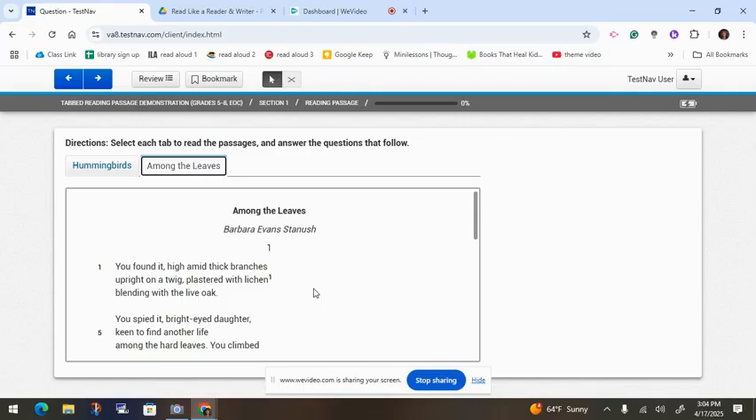All right, stanza 1. You found it high amid thick branches, upright on a twig, plastered with lichen, blending with the live oak. All right, so if I think about what I know, what's actually on the surface that I can pull out easily, it's directly stated. Something was found on a twig, and the twig has lichen on it, and we know lichen's moss. Like that is directly stated.